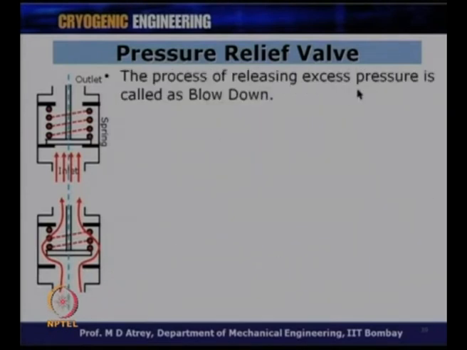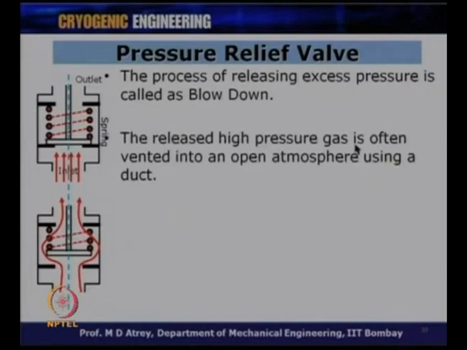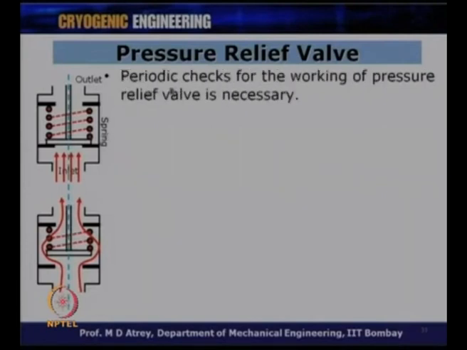The process of releasing excess pressure is called blowdown. Blowdown will happen as soon as the set pressure gets exceeded: the seat will go up and the gas will get blown outside. The released high pressure gas is often vented into an open atmosphere using a duct. Periodic checks for the working of this pressure relief valve are necessary. You should ensure that it opens at the correct pressure all the time. You should not wait over a period of time if they don't get used. You should ensure that they are still venting at the same pressure for which they are designed.